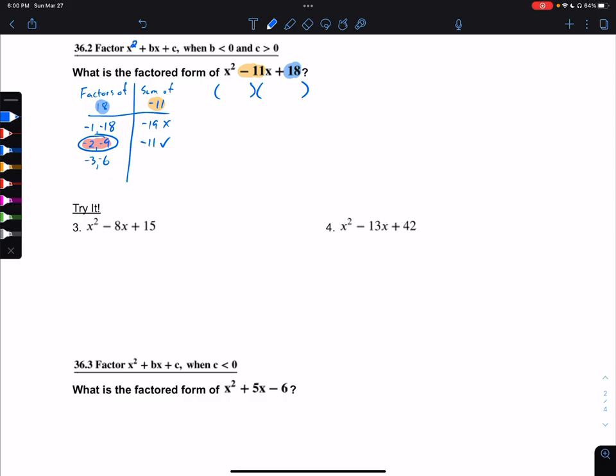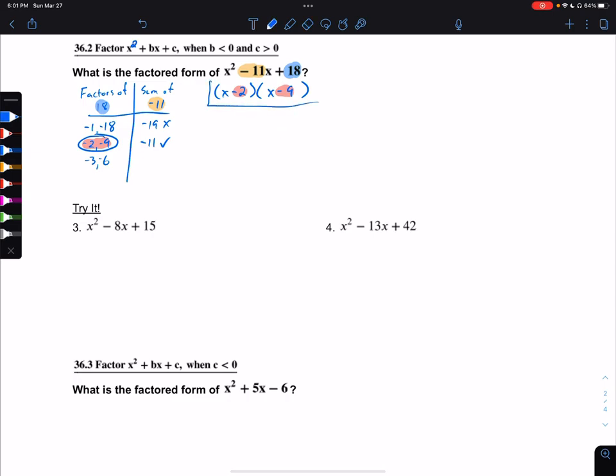In the previous problem, we had x plus something. This time it's going to be x minus 2 and x minus 9. Remember those negatives, that negative 2 and the negative 9 come from our factor sum chart. Now, if you swap the order, let's say you put x minus 9 times x minus 2, it's the same thing, so don't worry about what order they go in, but the signs are critical. You have to have the signs correct.